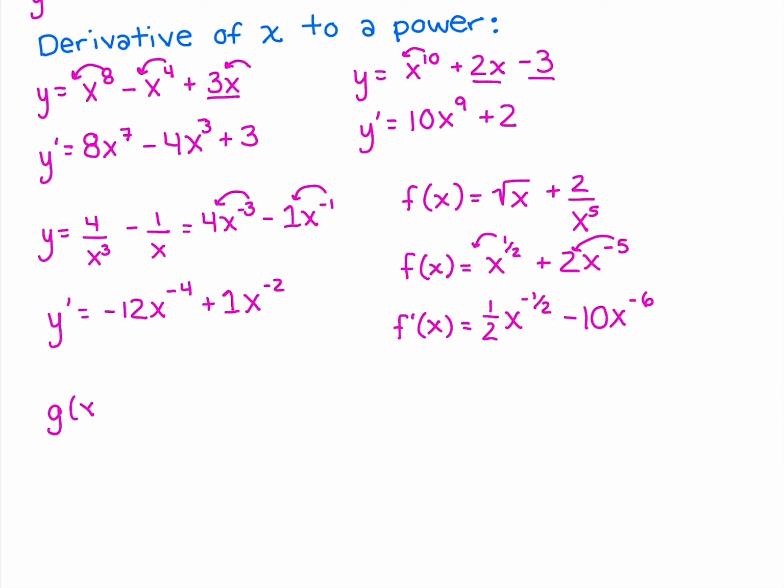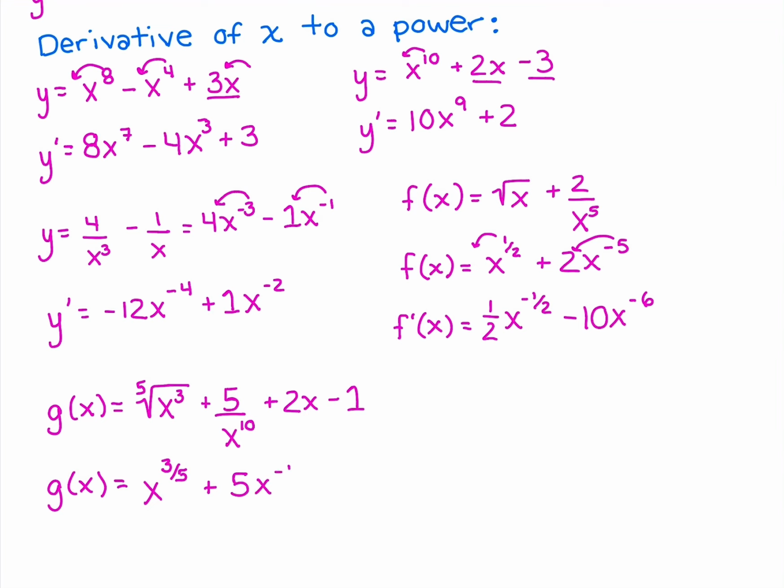So just continuing with some more tough examples. Let's say we have the 5th root of x to the 3rd plus 5 over x to the 10th plus 2x minus 1. First of all, we have to rewrite this, so I'm still going to call it g of x, not g prime. I'm not ready to take the derivative yet. This is x to the power of a root, this is 3 over 5, plus 5x to the, it's really a negative 10 if we're taking it out of the denominator. And then that plus 2x minus 1 looks fine.